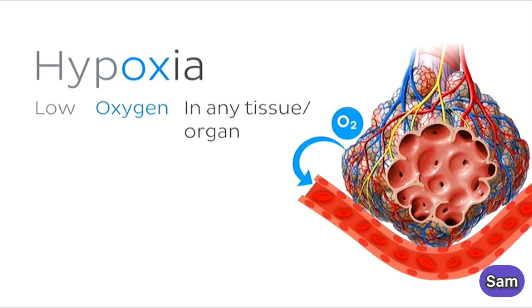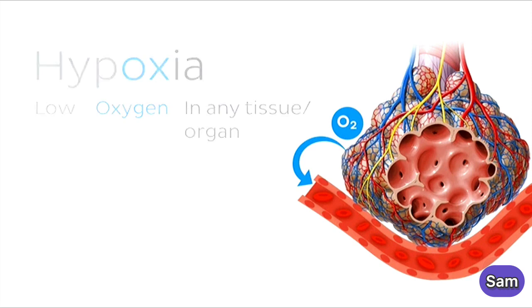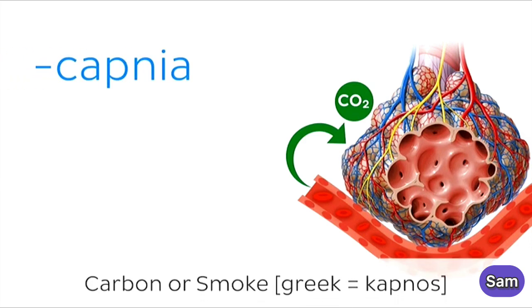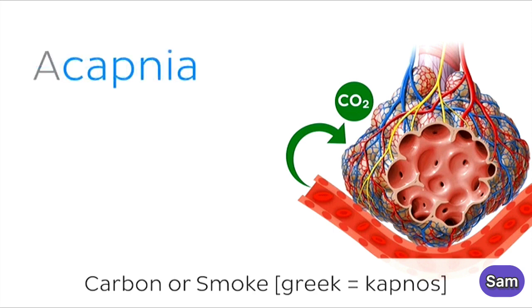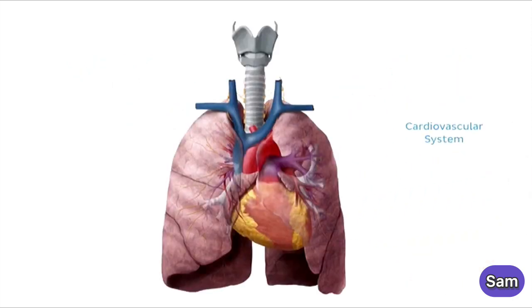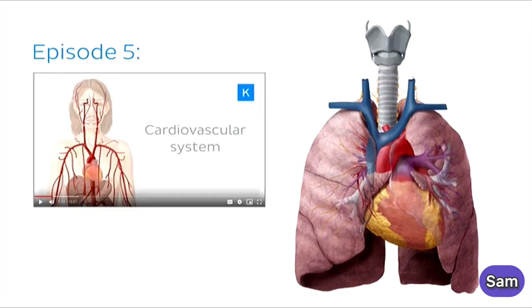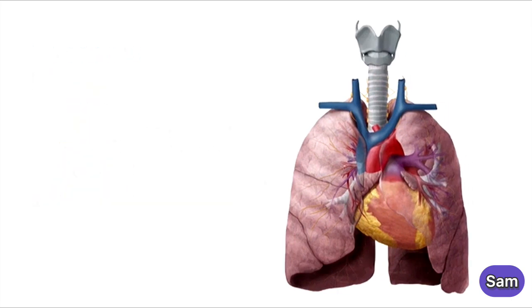For every yin, there is always a yang, and the opposite of oxygen-related terms are those related to carbon dioxide. The suffix kapnia comes from the Greek term for carbon or smoke, and refers to conditions related to CO2. An example would be akapnia, the absence of carbon dioxide in the blood. A lot of this terminology relates to the cardiovascular system. The gases are carried around the body by blood after all. And don't forget, we have a video dedicated to the cardiovascular system in this series, so go and check it out if you haven't already.